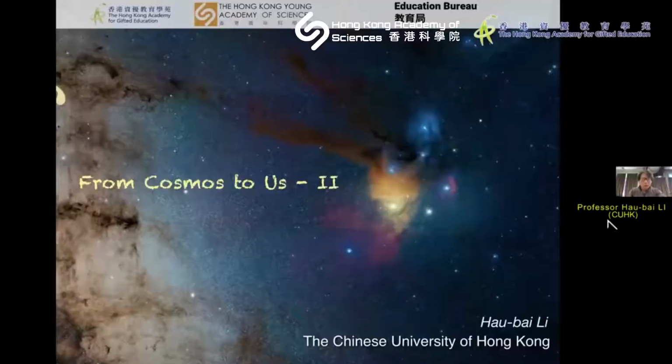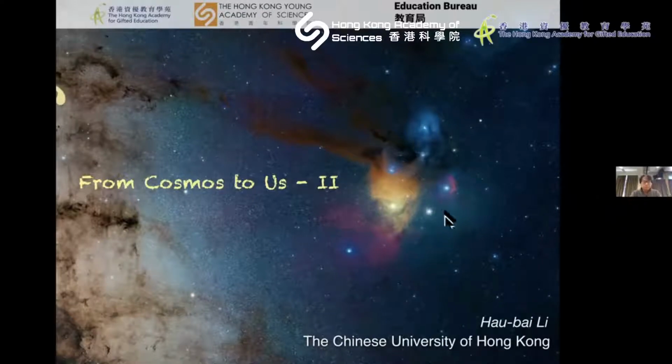Thank you. Okay, hi everyone. This is Hua-Bai Li from CUHK. I'm going to continue the cosmos picture Professor Wang showed us and try to bring everybody back to us. Professor Wang started by zooming out from our own solar system, so I'm going to first review by zooming in back to us from the cosmos.